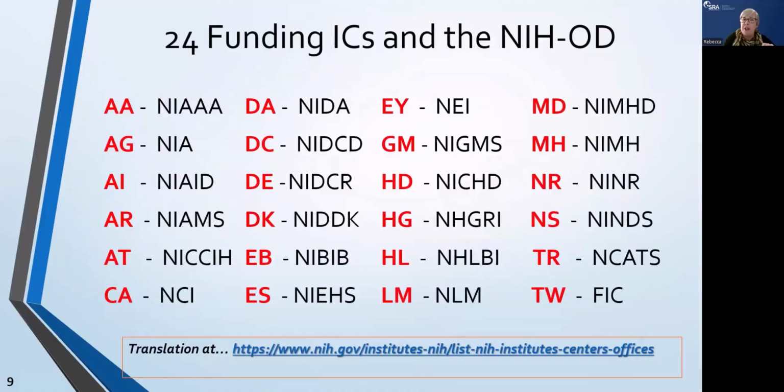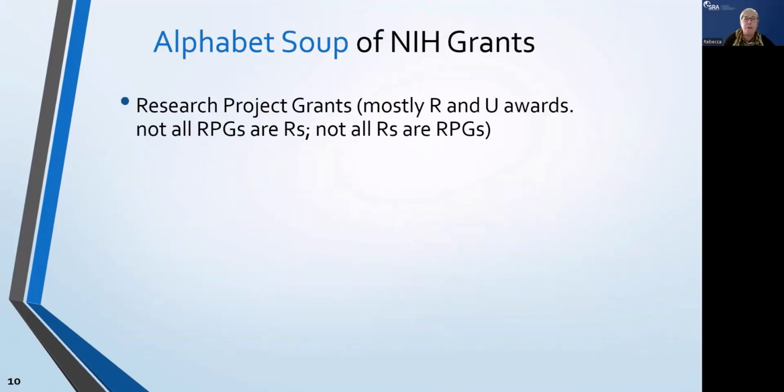There are 24 institutes and centers, with 24 double letters that tell you exactly which institute is administering. It isn't necessarily where the money is from, but who's administering the grant. Some make sense, like AA, alcohol abuse. TW is for Fogarty, probably back in the day when there was an airline called Trans World Airlines, which is why it was given that name.